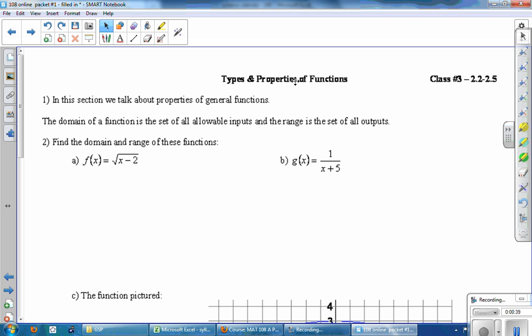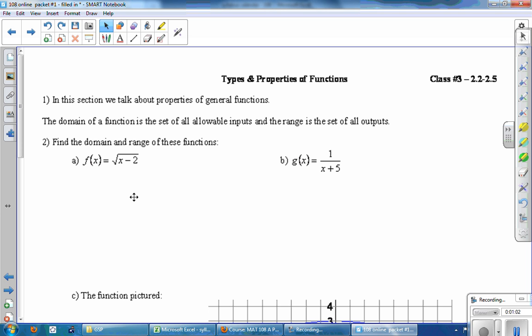We begin on number 1. In this section, we talk about properties of general functions. The domain of a function is the set of all allowable inputs, and the range is the set of all outputs. Those are definitions of those two words. That's why those two words are underlined. Number 2, find the domain and range of these functions here. Okay, let's begin with part A.